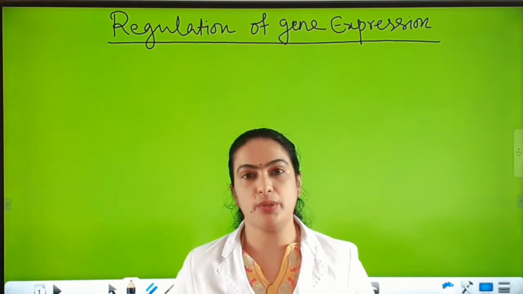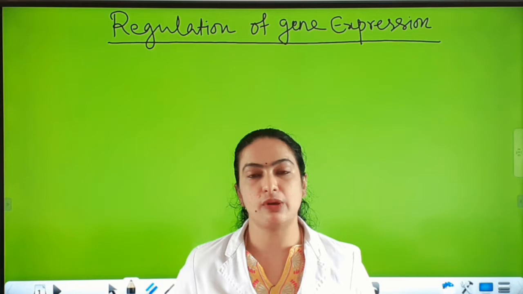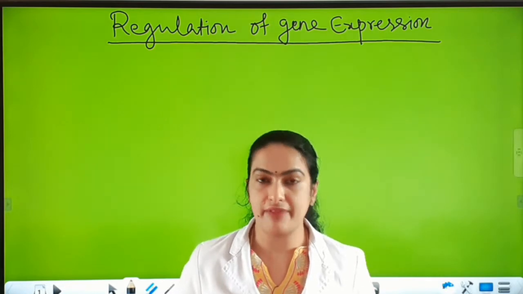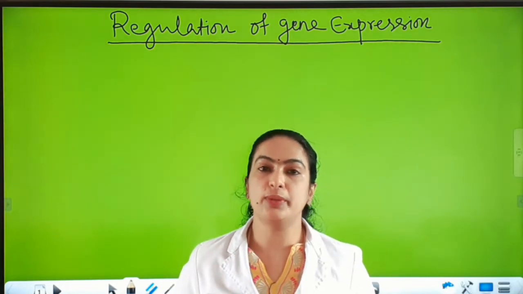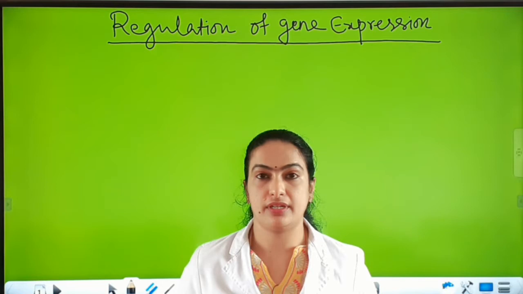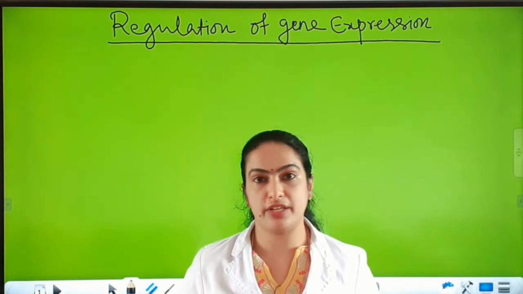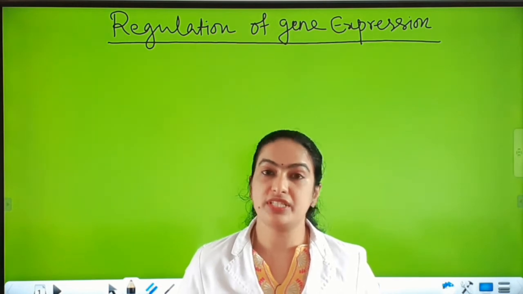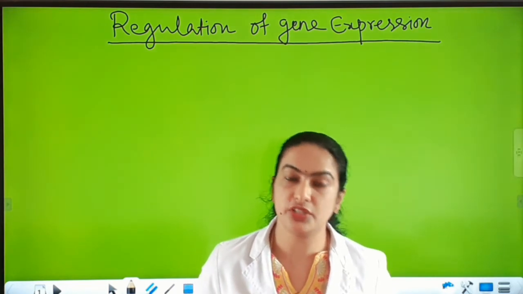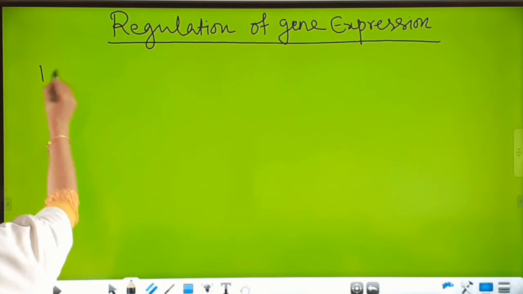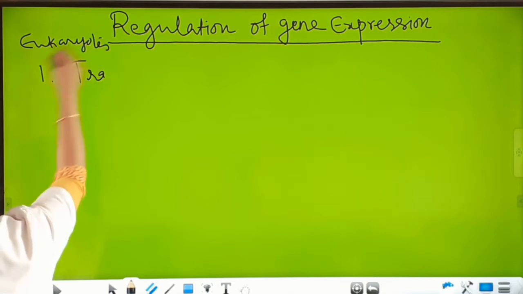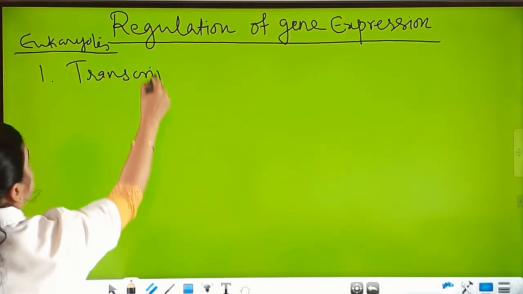In case of eukaryotes, there are multiple levels of regulation of gene expression. That means the amount or the time of formation of gene products can be controlled at different levels in eukaryotes. Let us see which are the levels on which the regulation of gene expression can be done in eukaryotes. So the first level is the transcription level.